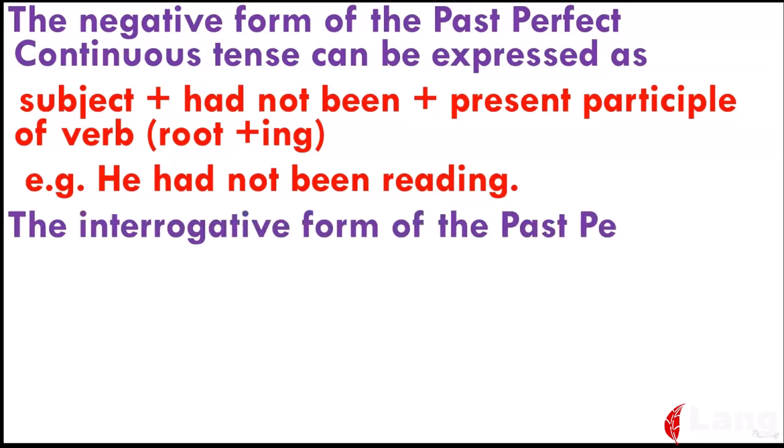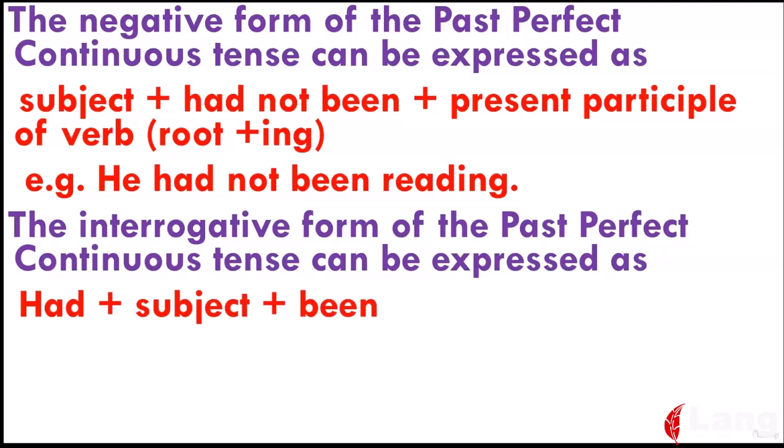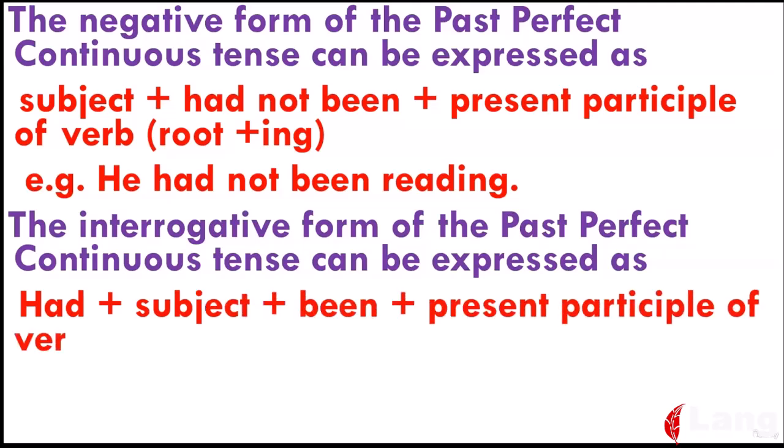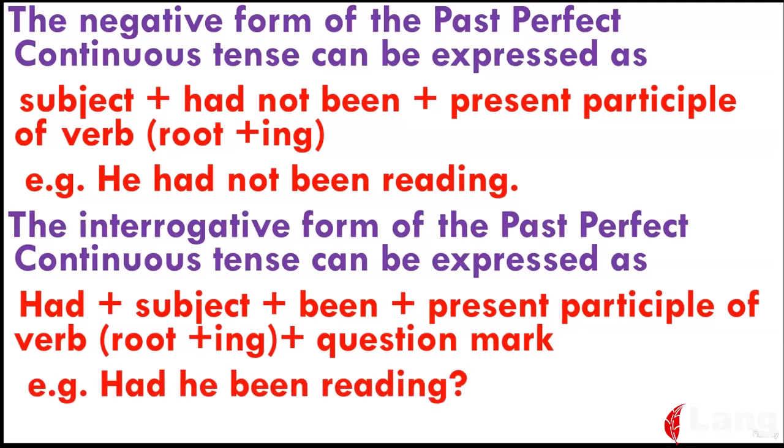The interrogative form of the past perfect continuous tense can be expressed as had plus subject plus been plus present participle of the verb plus question mark. For example, had he been reading? Now let us consider some more examples.